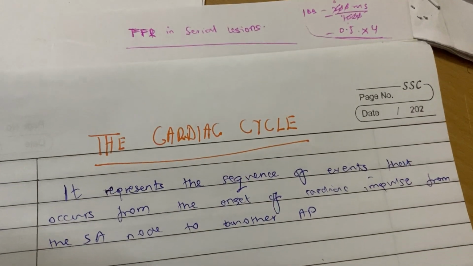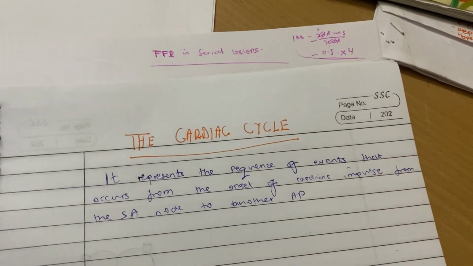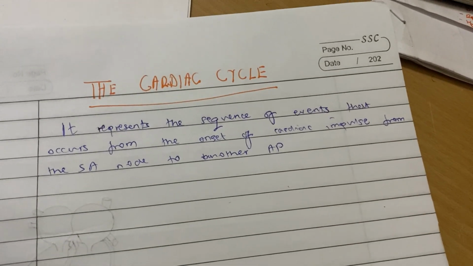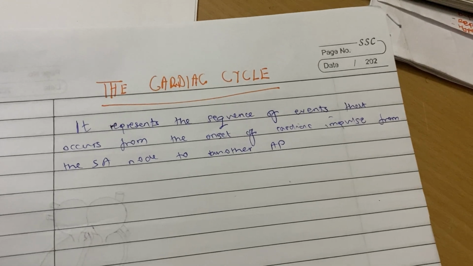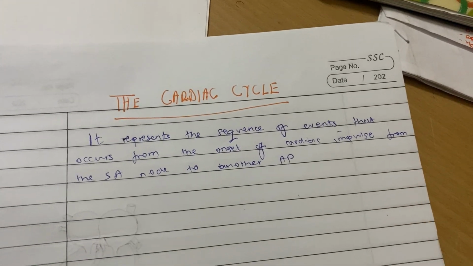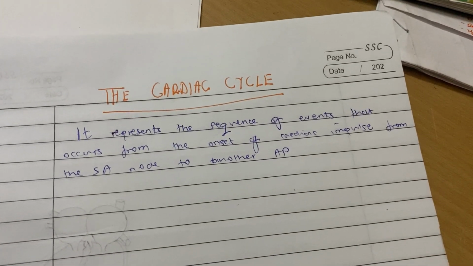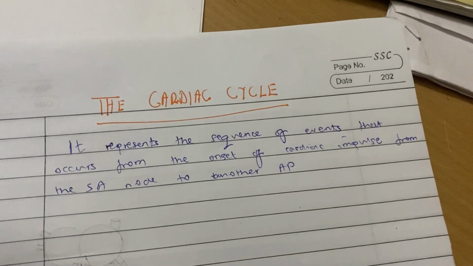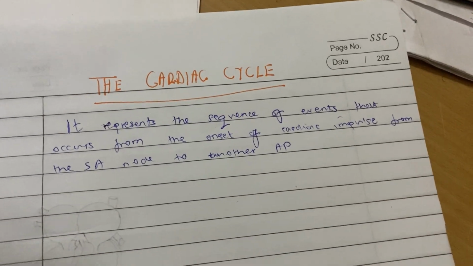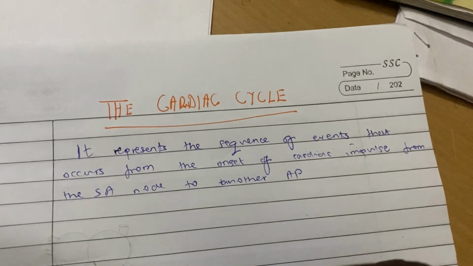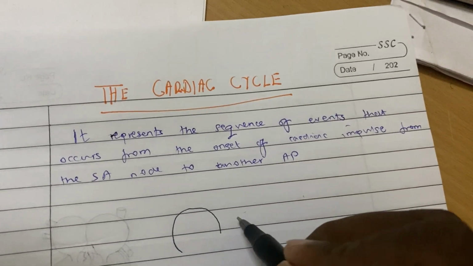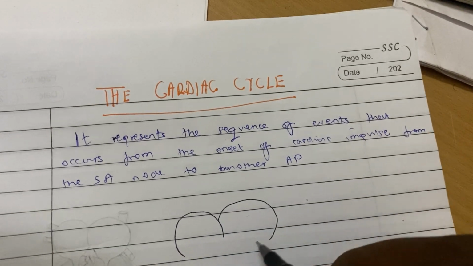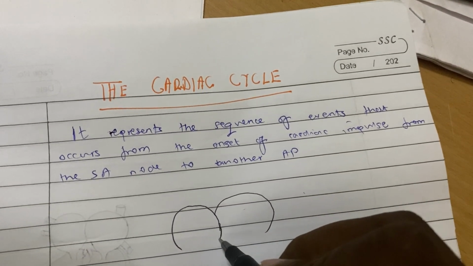But before we look at the real cardiac cycle, it is very important to remind ourselves about the very simple anatomy and function of the heart. We said that the heart has 4 chambers, and these are the chambers.